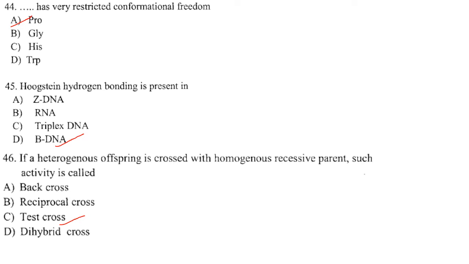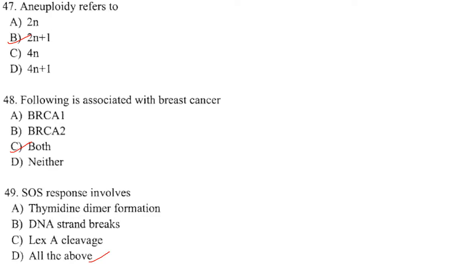Then Hoogsteen hydrogen bonding is present in, it is present in B-DNA. Answer is option B. In heterogeneous offspring is crossed with homozygous recessive parent, such activity is called, it is called a test cross. Answer is option C. Then aneuploidy refers to, so 2n plus 1, it represents trisomy which is an aneuploidy. So answer is option B. Then following is associated with breast cancer, BRCA1, BRCA2 or both. So both. Answer is option C.